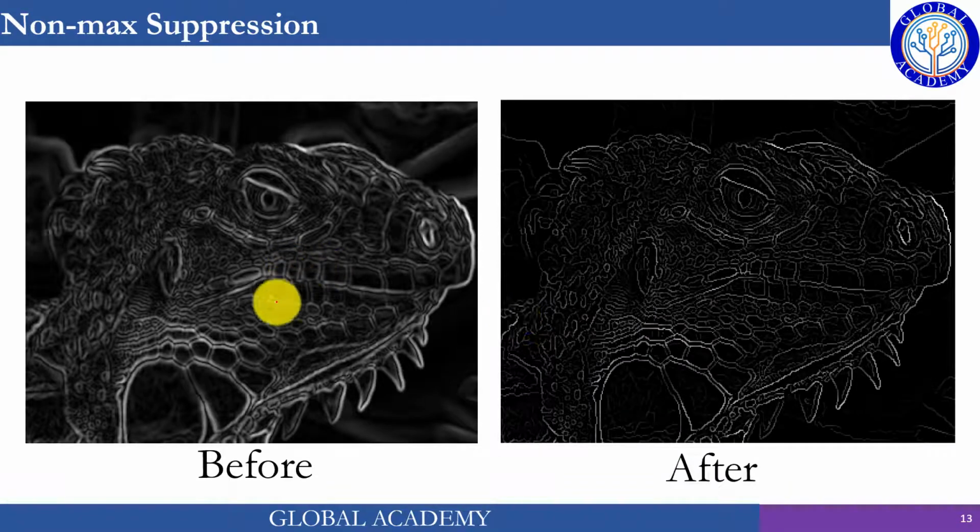Here's the output. This image is displayed before thinning or non-maximum suppression, and this image is displayed after non-maximum suppression. So there are finer and thinner boundaries as compared to this one, and you can see there are more shades, from white to black, as compared to this image, which is the output after non-maximum suppression.